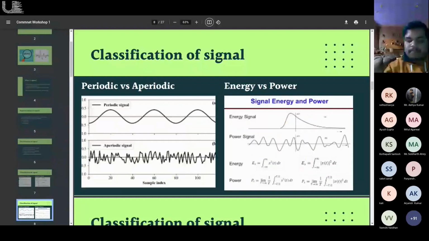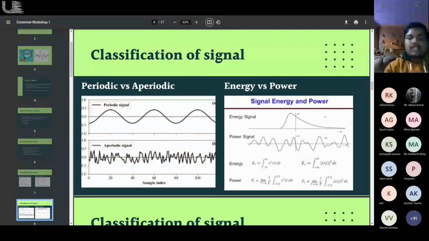Next, we have periodic versus aperiodic signal. I think it's very obvious that a periodic signal is any signal which will repeat itself after a certain period of time. And an aperiodic signal is a signal which doesn't repeat itself after a certain period of time. It is very clear from the image, I think. Periodic signal is written above and the aperiodic signal below.